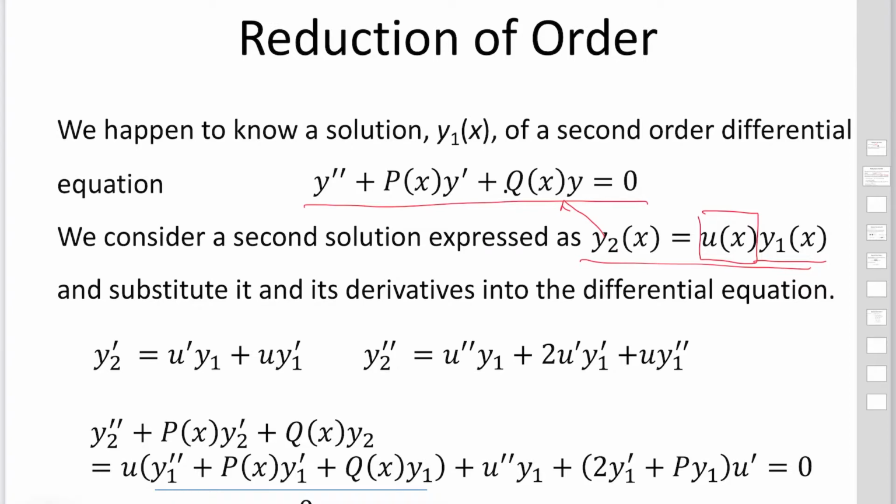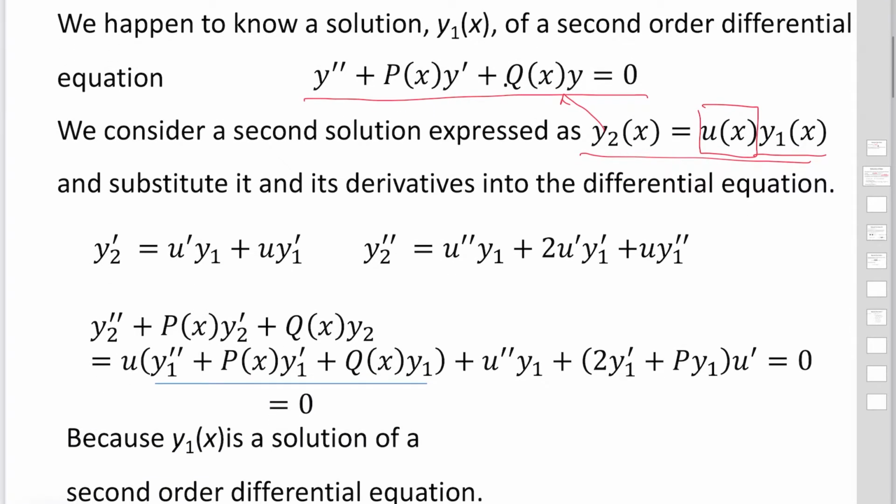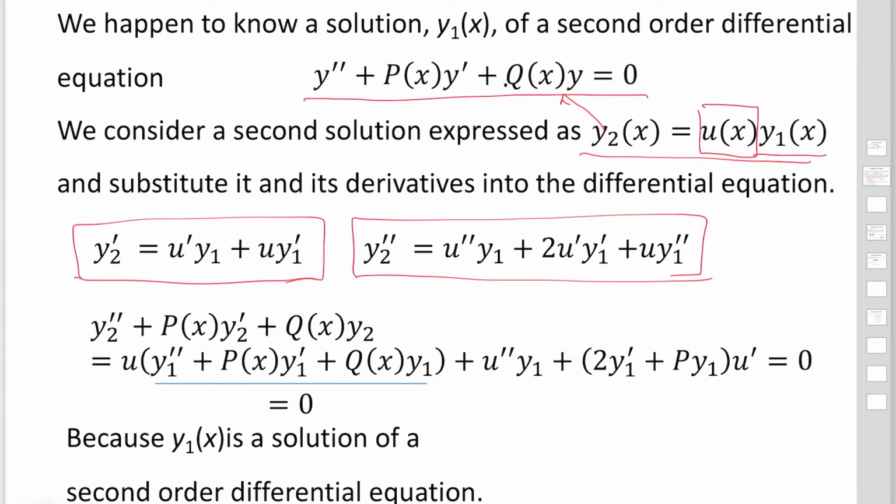To substitute into the differential equation, we need to find the derivatives of y₂ with respect to x. For the first derivative, we apply the product rule: y₂' = u'y₁ + uy₁'. Taking one more derivative, the second derivative becomes u''y₁ + 2u'y₁' + uy₁''. This is the second derivative, so you can substitute these into the original differential equation.